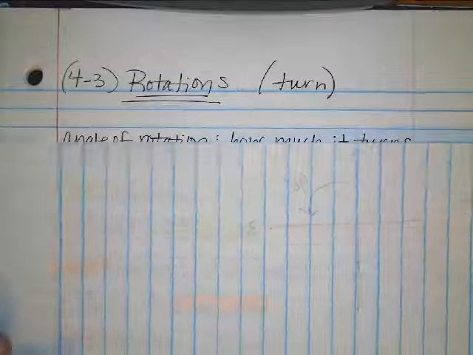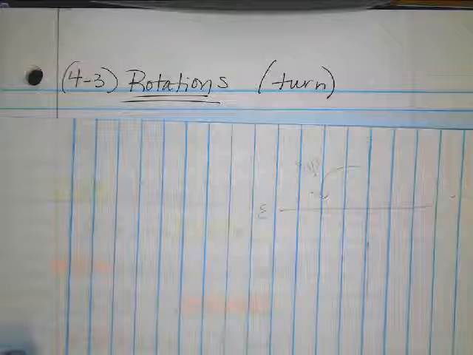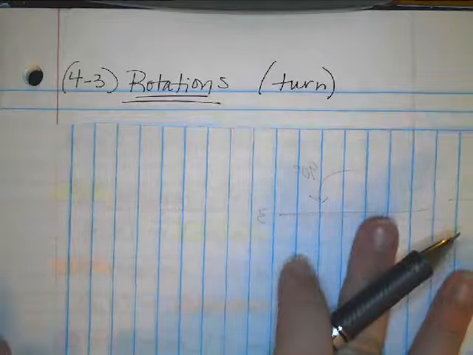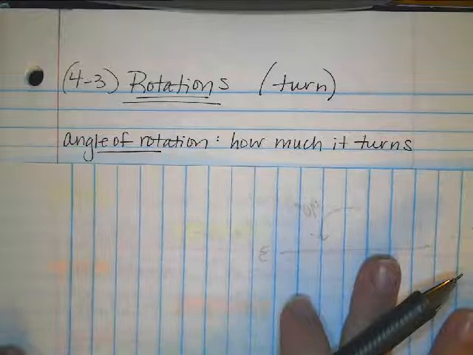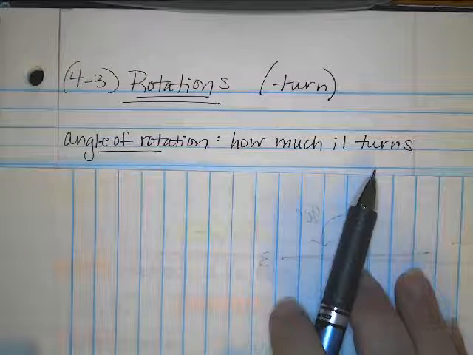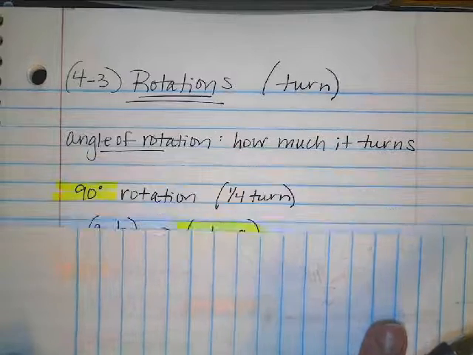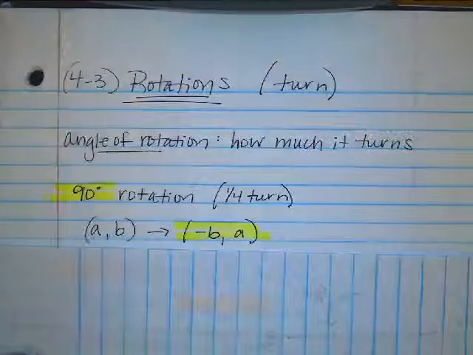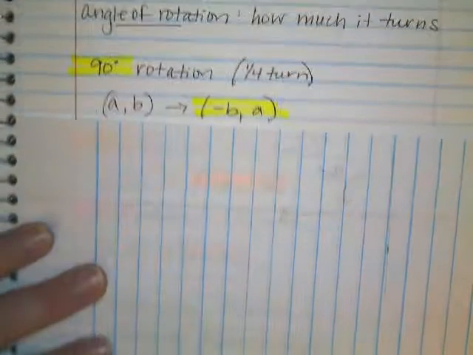All right, our next transformation today are turns. They are called rotations. And a rotation, specifically what we're going to talk about today, is the angle of rotation, so how far or how much it's going to turn. One of the first ones we're going to talk about is 90 degrees rotation. And a 90 degree is a quarter of a turn.